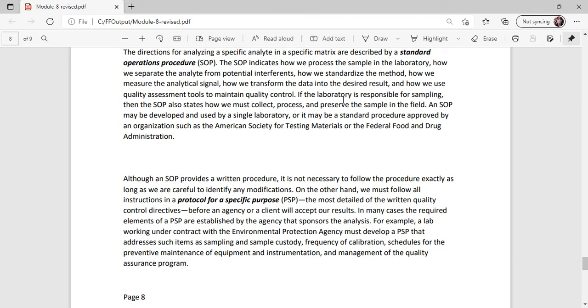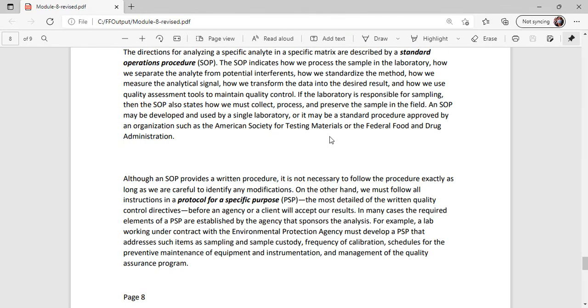Okay, this is more important than an SOP, because an SOP can be deviated from or altered depending on your situation in your laboratory. But for your protocol for a specific purpose, okay, the most detailed and written quality control directives begin before an agency or any client will accept our result. In many cases, the required elements for your PSP are established by the agency that sponsors the analysis.